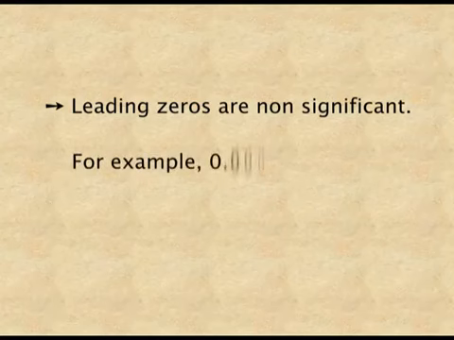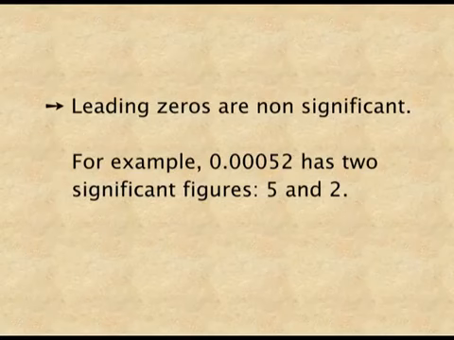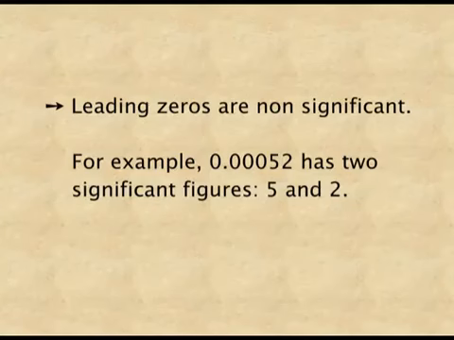All those zeros which are before the first non-zero digit are non-significant, or we can say insignificant. For example, 0.00052 has only two significant figures because all the zeros are before 5, which is the first non-zero digit. So here only two significant figures are there, that is 5 and 2.